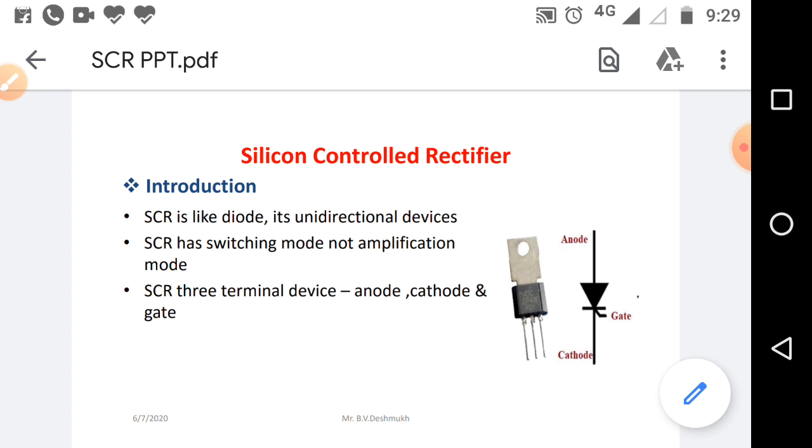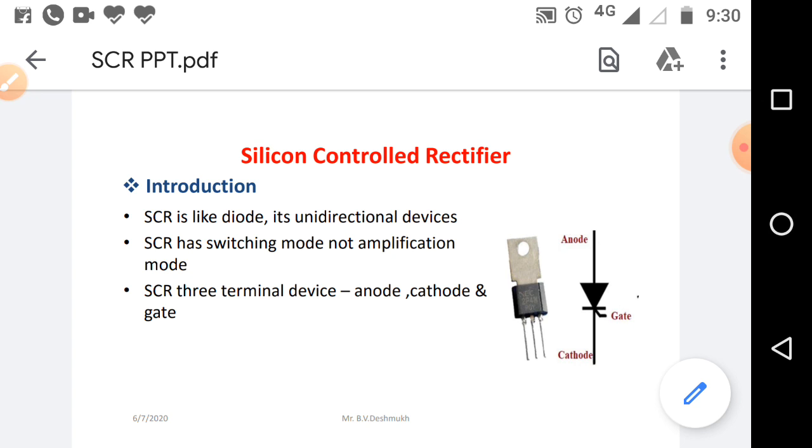SCR has switch mode, not amplification mode. We know that SCR is a three terminal device, right? And BJT is also called a three terminal device. But BJT has switch operation as well as amplification operation. But SCR has only switching operation mode, not an amplification operation mode.